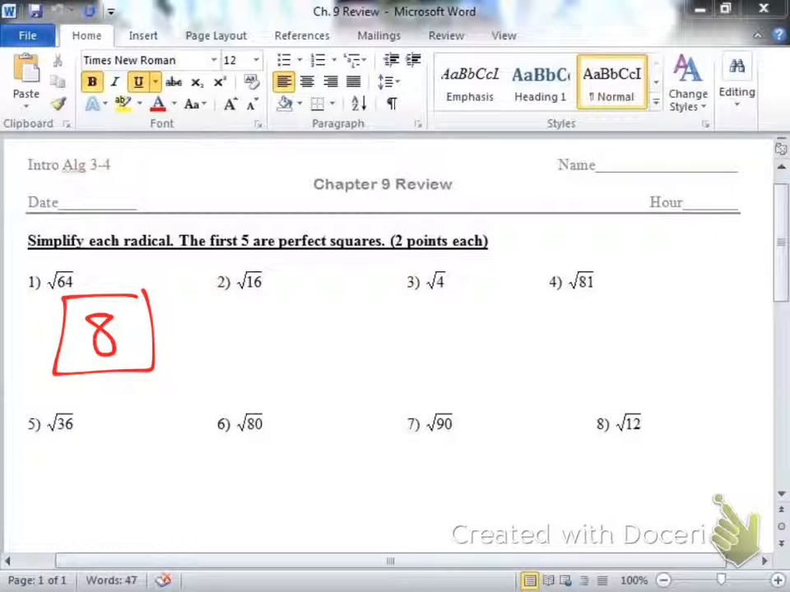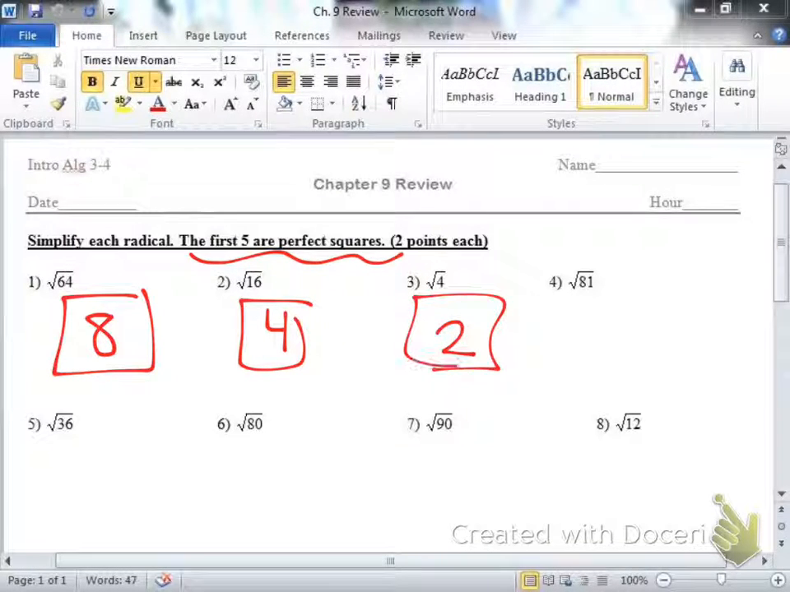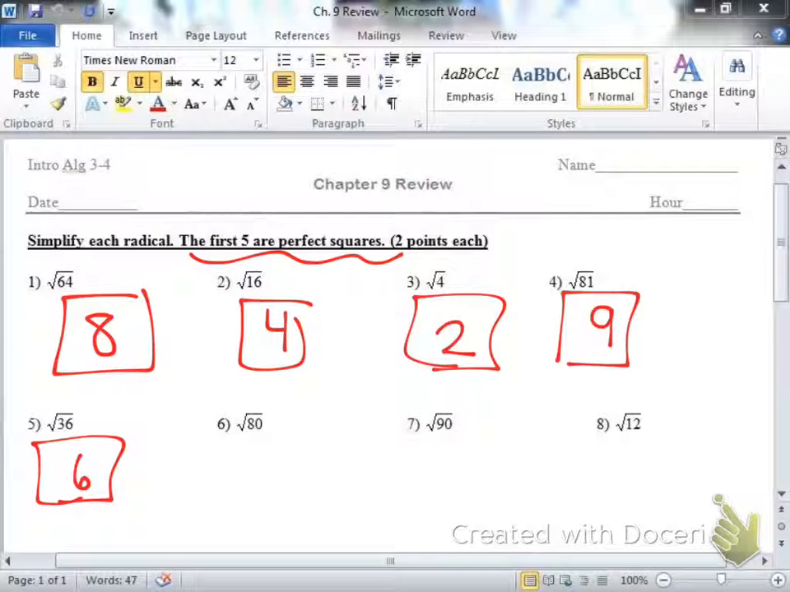What's the answer for number 2? 4. Also a perfect square. You can see in the directions the first 5 are perfect squares. Number 3. 2. Again, no square root. You found the square root of 4. It's just the regular number 2. Number 4. 9. Good. Number 5. 6. Great. All right, here's where the trouble starts.